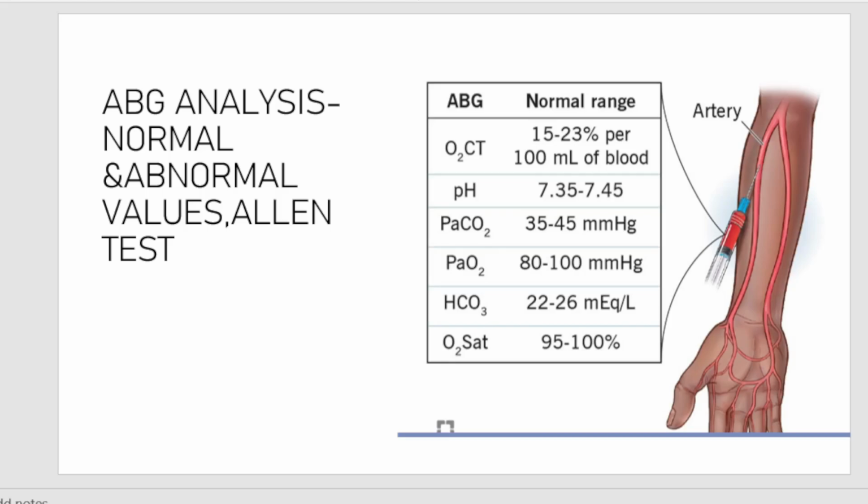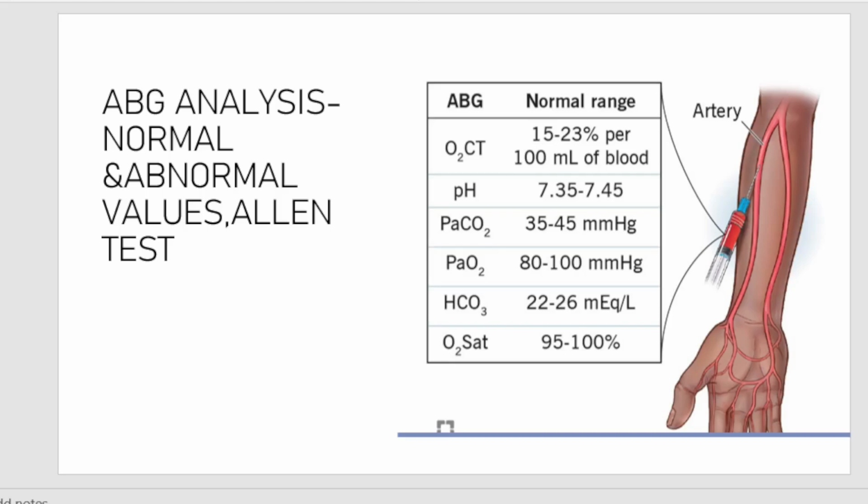And next, more important, we have to know whether the patient is using any compensatory mechanism, meaning respiratory or renal, and whether it is fully or partially compensated or not. We have to know this based on the ABG analysis.